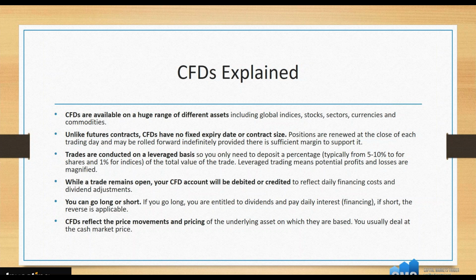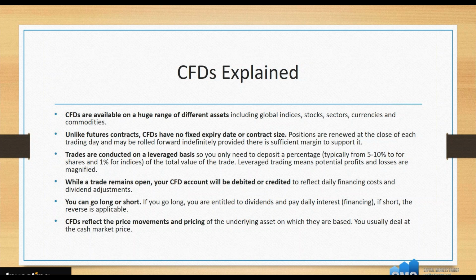Unlike futures contracts, CFDs have no fixed expiry date or contract size. Trades are conducted on a leverage basis, and while a trade remains open, your CFD account will be debited and credited to reflect any daily financing costs and dividend adjustments. So if, while you're holding a CFD, a company, if you're trading in shares, offers a dividend, you collect on that dividend. If you're trading on treasuries, you also get any shift in the financing costs. You can go long or short, and a CFD reflects the price movements and pricing of the underlying asset on which it is based.